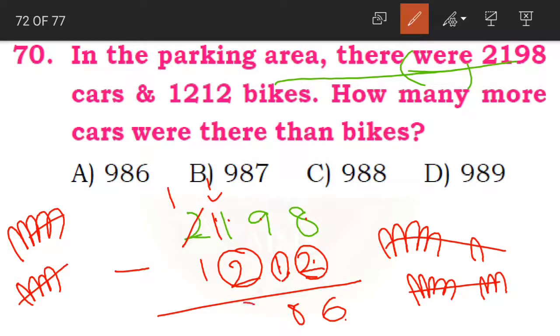What is the total here? 9. So 11 minus 2 is 9. And lastly 1 minus 1 is 0. What is the correct answer, children? 986. That is option number A.